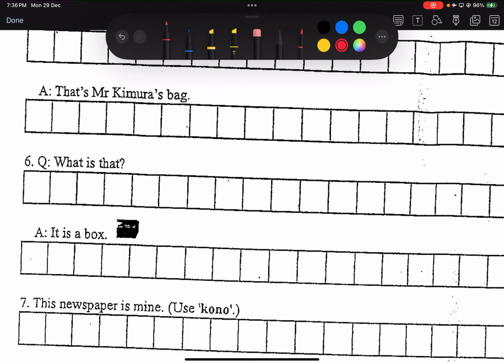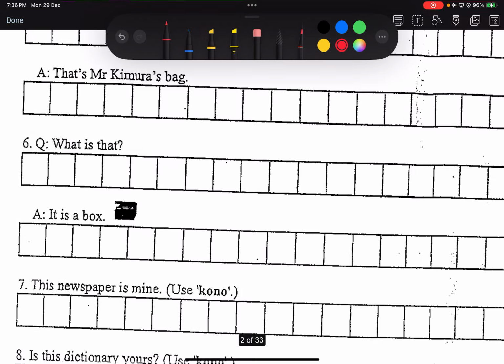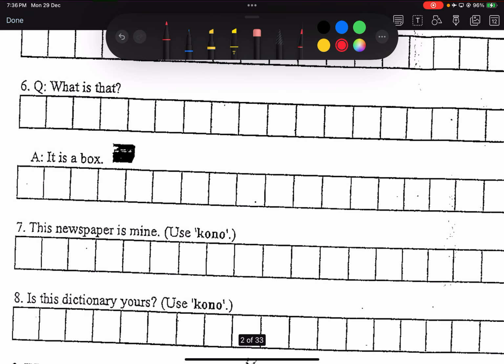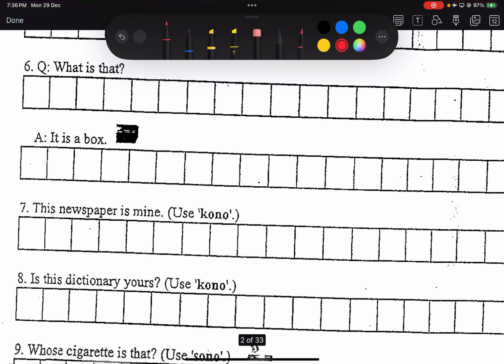So それは, that is それ, right? So それは木村さんのカバンです。 Any other answers? そのカバンは木村さんのです。 Yeah, can also. You're just using sono instead of それ。 Okay, number 6. What is that? これは何ですか？ But is that right? So それは何ですか。 Okay, very good. It is a box. これは箱です。 Very good.